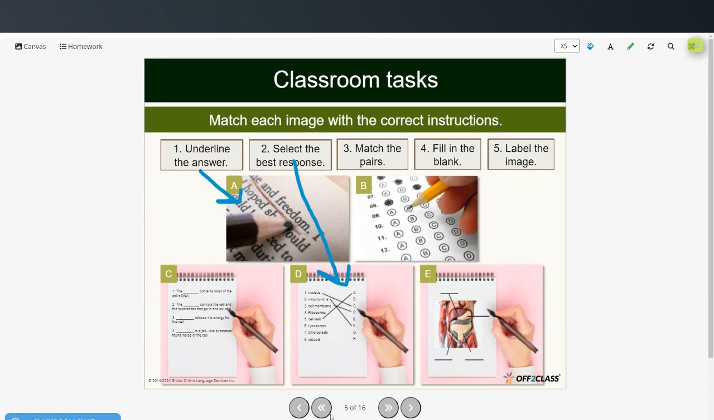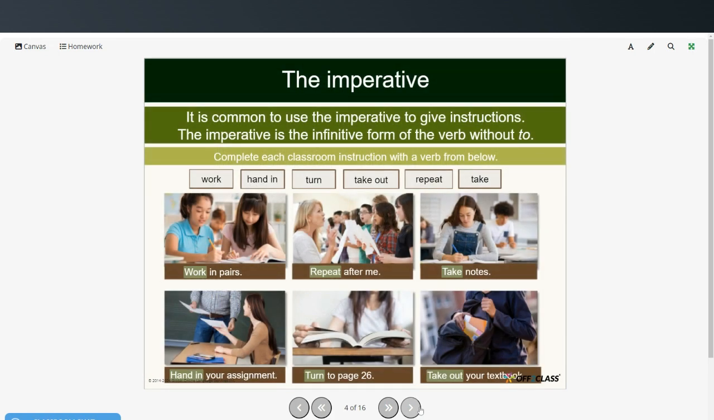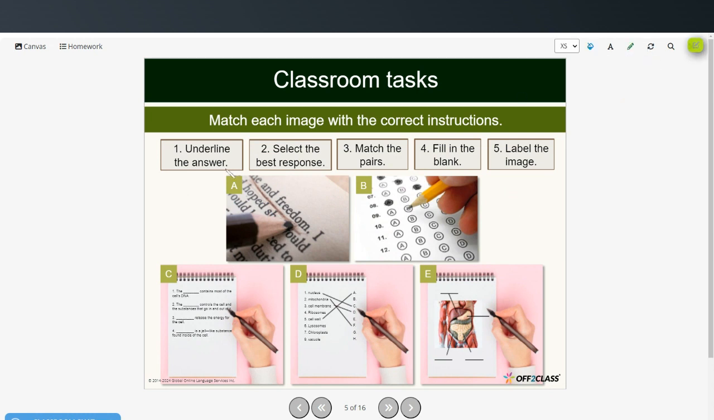Wait, no, I'm sorry. Let me do that again. That's not correct. So underline the answer. Select the best response would be B. Match the pairs would be D. Fill in the blank would be C. And label the image would be E.